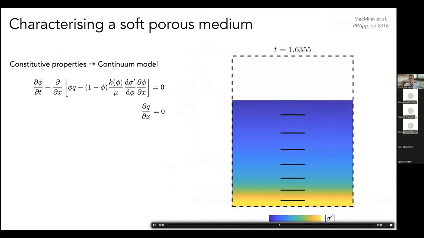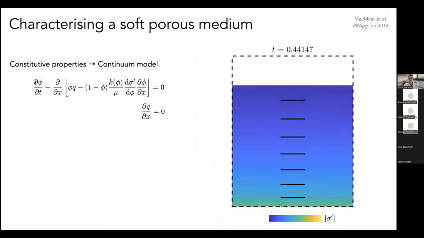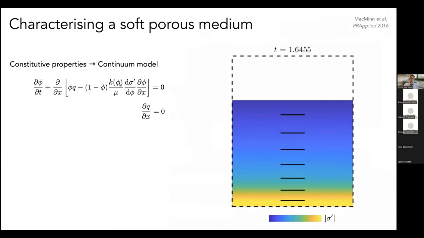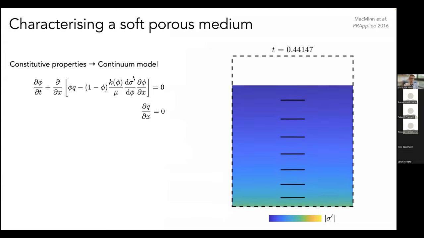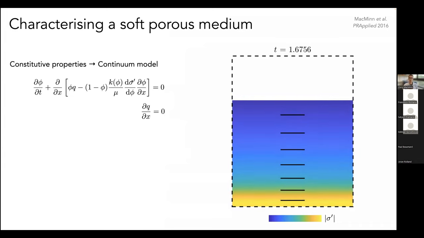This is from 1D large deformation poroelasticity. And the important things to note, so this is a time evolution equation for the local porosity. And the constitutive functions that appear are here. This permeability is a function of porosity, which is the curve on the right that I was just showing you. And this is where the stress as a function of porosity comes in. This is actually the slope of the curve on the left that I was just showing you.